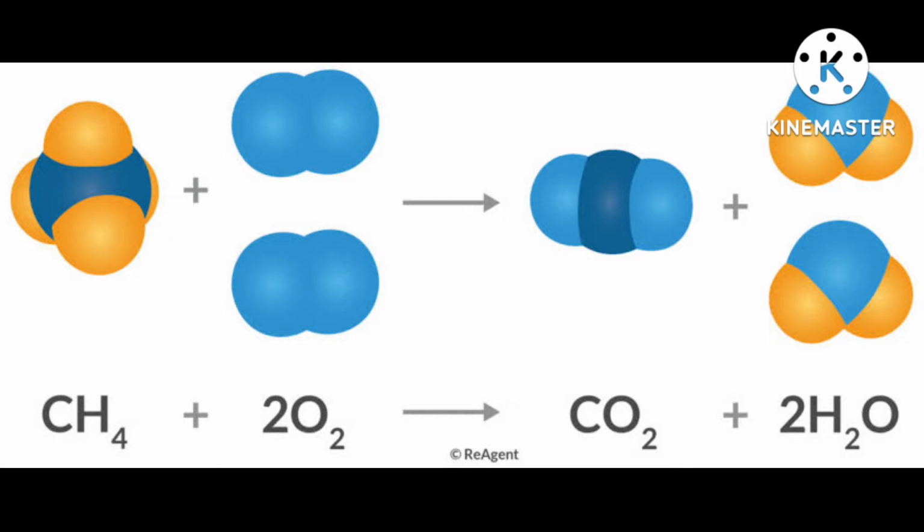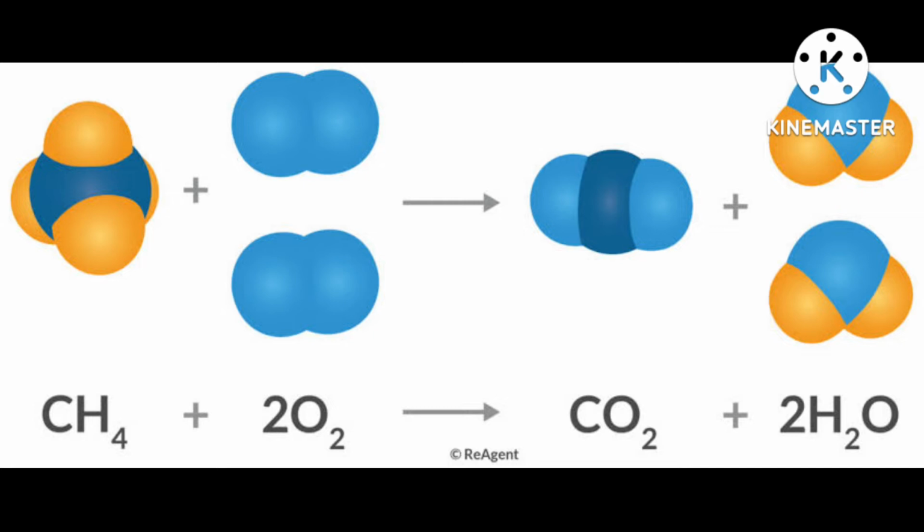stoicheion, which means element, and metron, which means measure. Stoichiometry thus deals with the calculation of masses, sometimes volumes, of the reactants and the products involved in a chemical reaction.